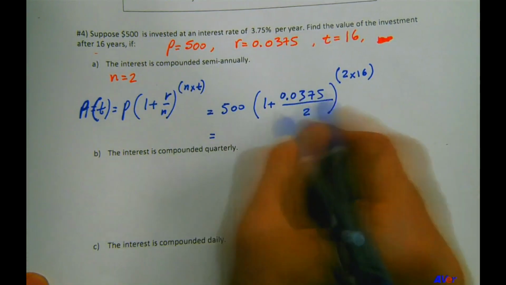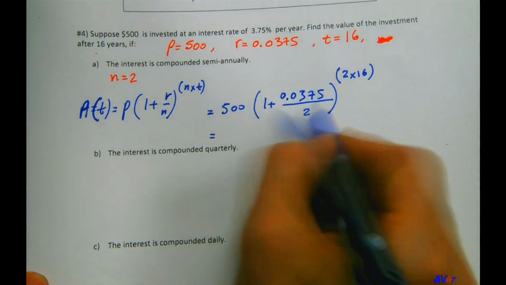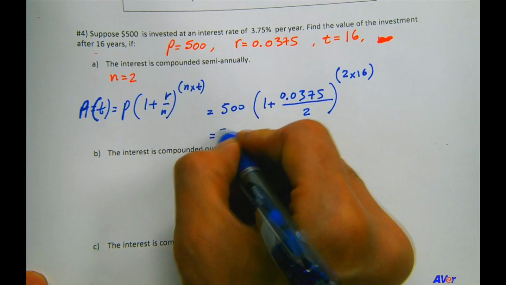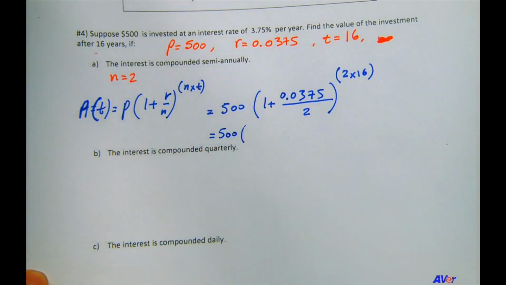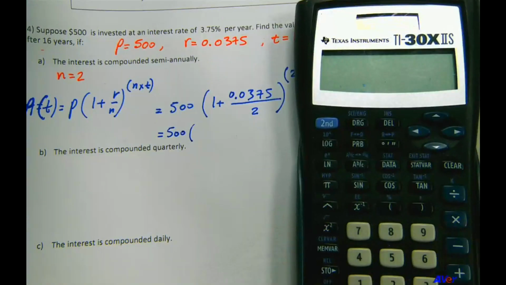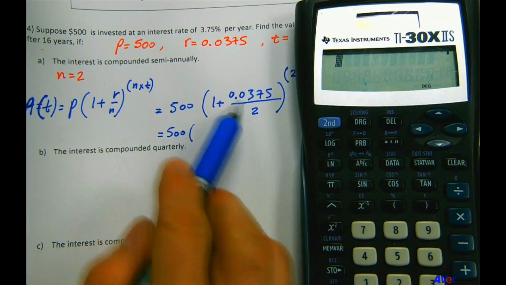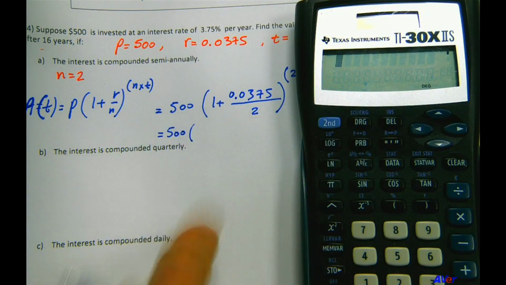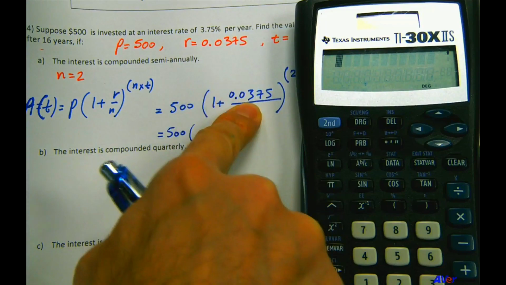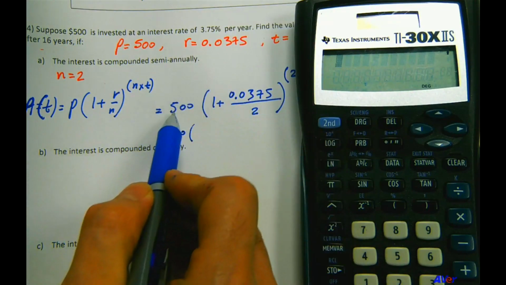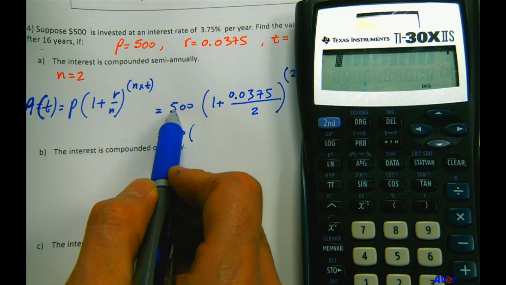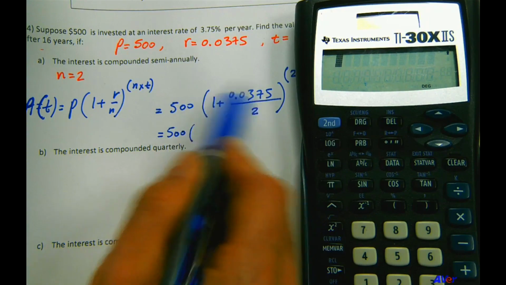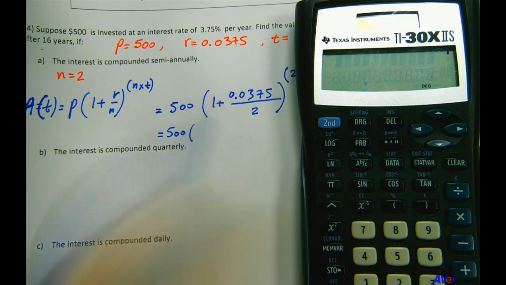So the way you would calculate this is from inside out. First calculate the inside of the parentheses. What I'm going to do is divide 0.0375 by 2 and add it to 1. That's what I mean when I say calculate the inside of the parentheses first. Just because 500 comes first doesn't mean that you have to start the calculation here. No. Observe the order of operations and begin from inside the parentheses.